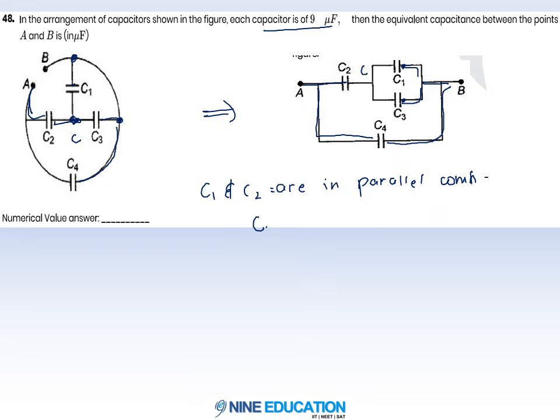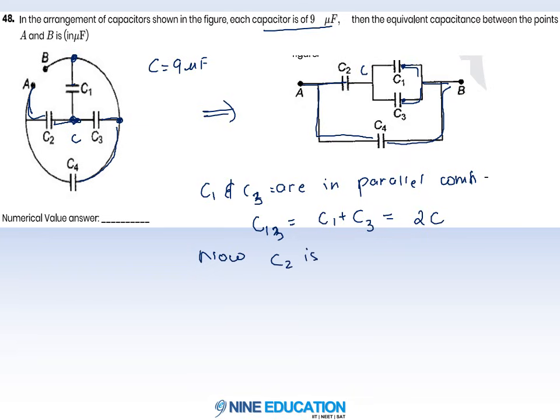So C equivalent of C1 and C2 becomes C1 and C3. C1 and C3 is equal to 2C, where C is 9 microfarad.